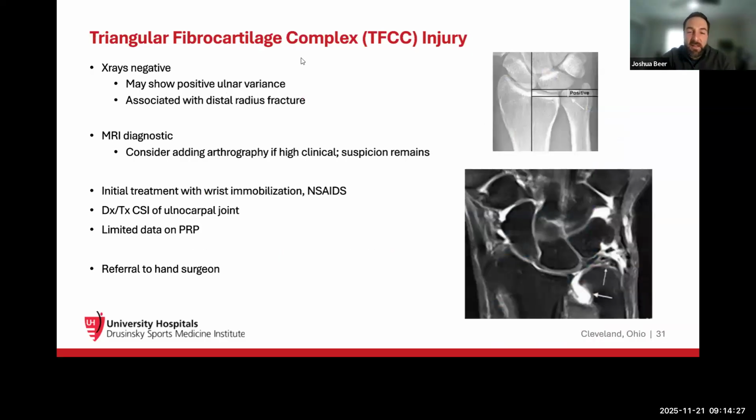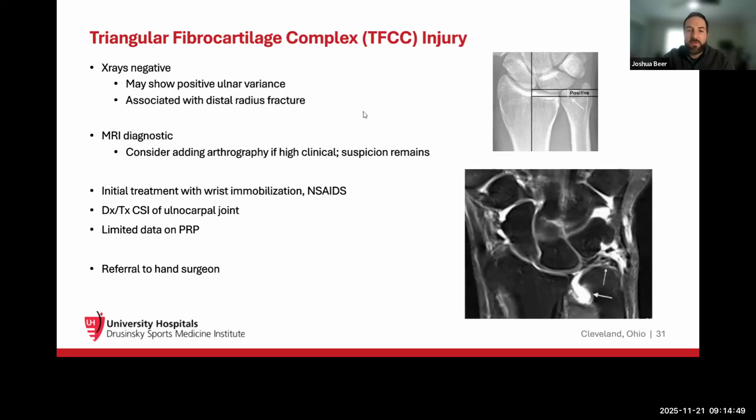X-rays are likely going to be negative. However, you may have this positive ulnar variance, where the ulna sits more distal to the radius instead of an even plane. That puts them at risk for more of a chronic injury. These TFCC injuries can also be associated, from an acute standpoint, with a distal radius fracture.